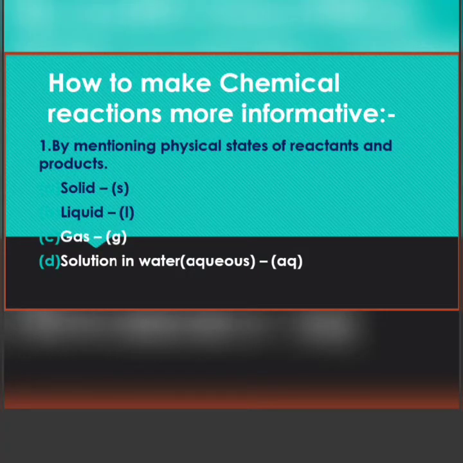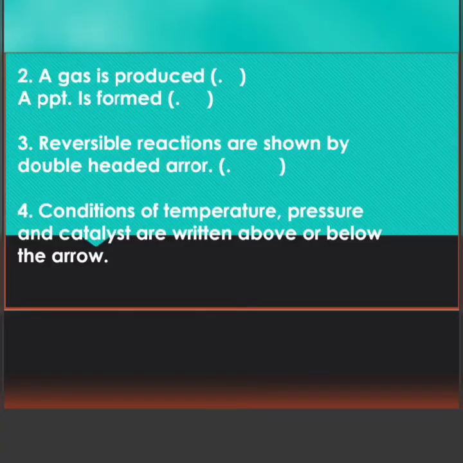Next is how to make chemical reactions more informative. Okay, so first is by mentioning the physical states of reactants and products. For example, if a solid component is present in a reaction, we show that with a small s in the bracket. For liquid components, we write small l in the bracket. For gaseous component, we write small g in the bracket. And for the solutions which are made in water, they are known as aqueous solutions. So for aqueous solution, we write aq in the bracket.